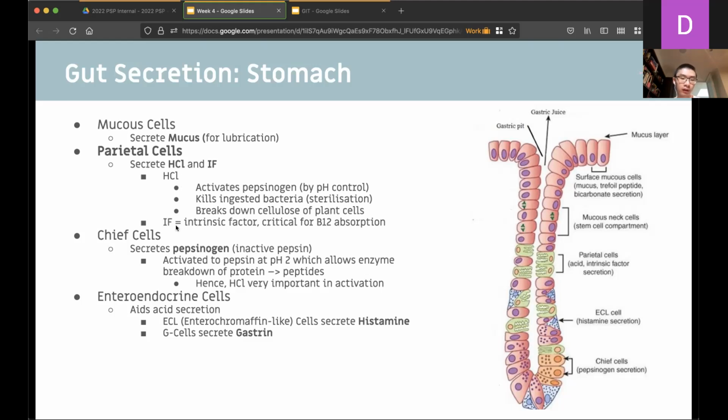Intrinsic factor is critical for B12 absorption. Lack of it will result in anemia, while hydrochloric acid has quite a lot of functions. As I just mentioned, it activates the pepsinogen by controlling the pH. It also kills ingested bacteria through sterilization, and it's needed to break down cellulose in plant cells. On top of that, you've got your enteroendocrine cells, which are your ECL cells and G cells, and they secrete either histamine or gastrin to aid in your acid secretion.